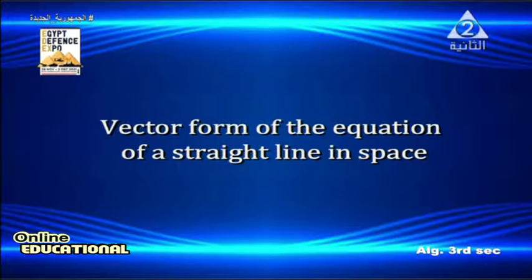Now we move to the vector form of the equation of a straight line in space. My dear student, remember, we have the vector form of equation, the parametric form of equation of a straight line, and the Cartesian equation of a straight line. How many equations? 3. Vector form, parametric form, and Cartesian form of a straight line. Now we study the vector form of the equation of a straight line in space.